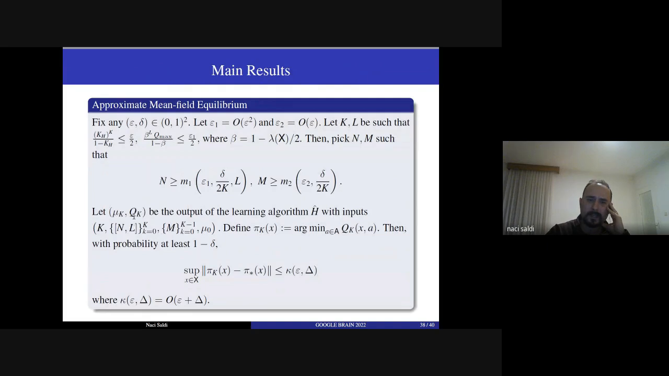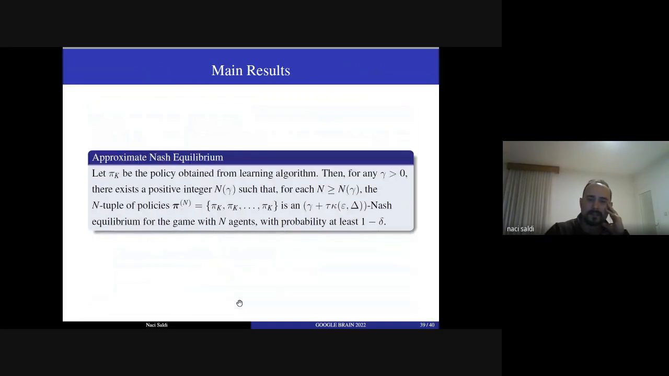And this is the first main result for the average cost. Suppose mu k, qk is the output of the learning algorithm, and pi k is the minimizer of the Q function qk. Then the distance between pi k and pi star is very small. Again, pi star is the policy in the mean field equilibrium. The second main result is the following. If each agent uses pi k, then if we have sufficiently many agents, the resulting joint policy is approximately a Nash equilibrium.